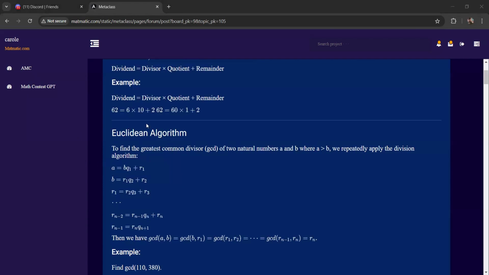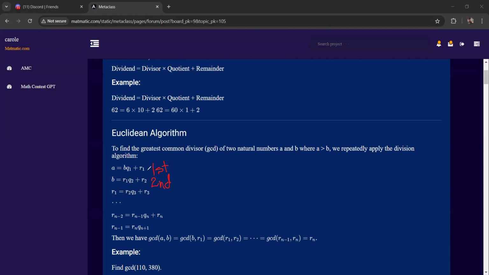So here, as you can see, we have A equals BQ1, which is quotient 1, plus R1, which is the first quotient and the first remainder. So this is the first time that you apply it. And then you take the divisor and it becomes the dividend. And then you take the first remainder and that becomes the divisor. And then you get a new quotient and a new remainder. So this is the second time you're applying it.